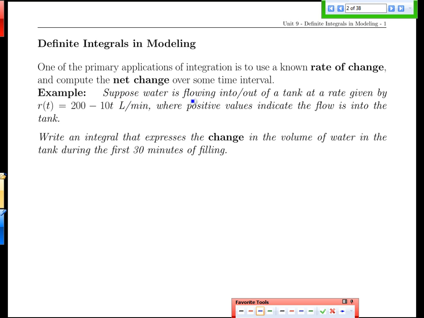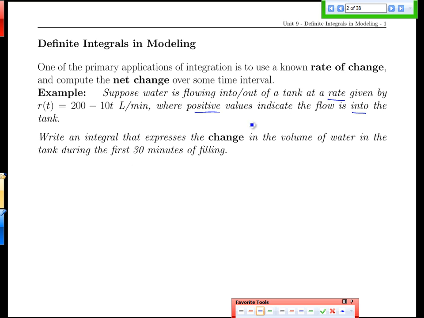A similar example is given here. Suppose we have water flowing into or out of a tank at a rate, key thing here, of 200 minus 10t liters per minute. Positive values here indicate that the flow is into the tank, so positive is into. How could we write an integral that expresses the change in the volume of water in the tank during the first 30 minutes of filling?